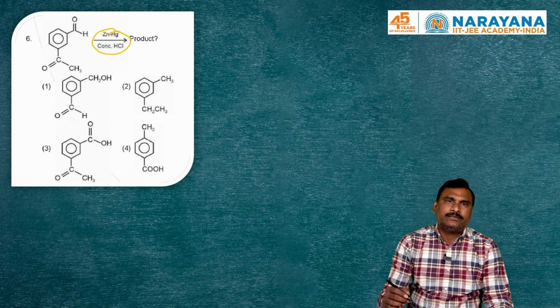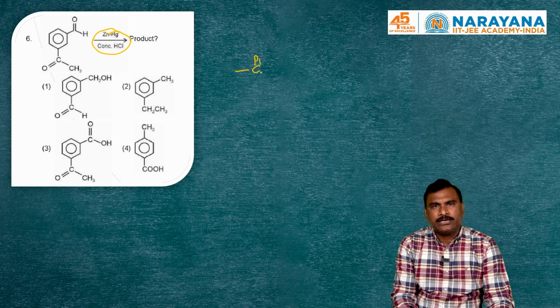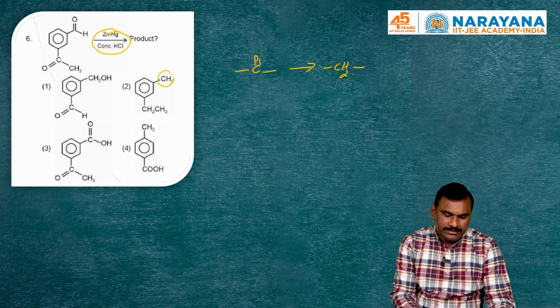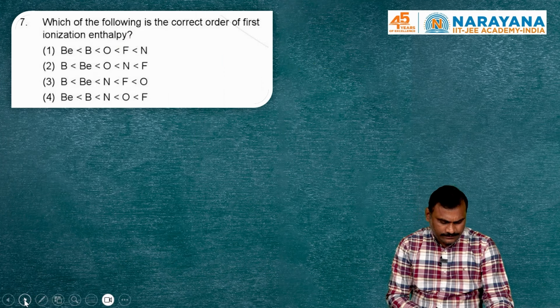Question number 6. In the question, an aldehyde function is there as well as a ketonic function. The given reagent is zinc amalgam and HCl, which is also called Clemmensen reduction. In Clemmensen reduction, what happens? The carbonyl functional group becomes CH2. So the answer should be this is and this is. Therefore, the answer is 2. I think it is an easier question.